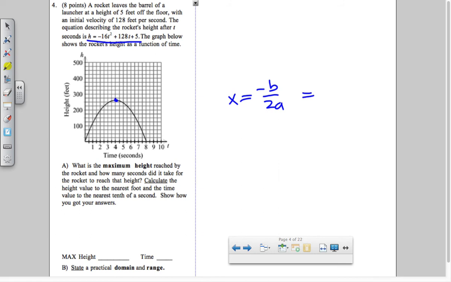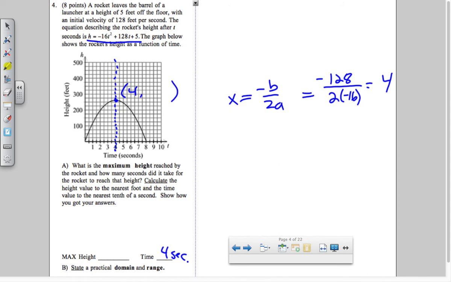So b is 128 from the equation. A is negative 16. And if we divide those, we will get 4. So in this case, if you were just to estimate it from the graph, it would look pretty much right on. But be careful there. Actually do that work because it might be a decimal. It might be like 4.2 or something. So that's the time when it reaches its maximum. The units for that are in seconds. That's the x-coordinate of the vertex.